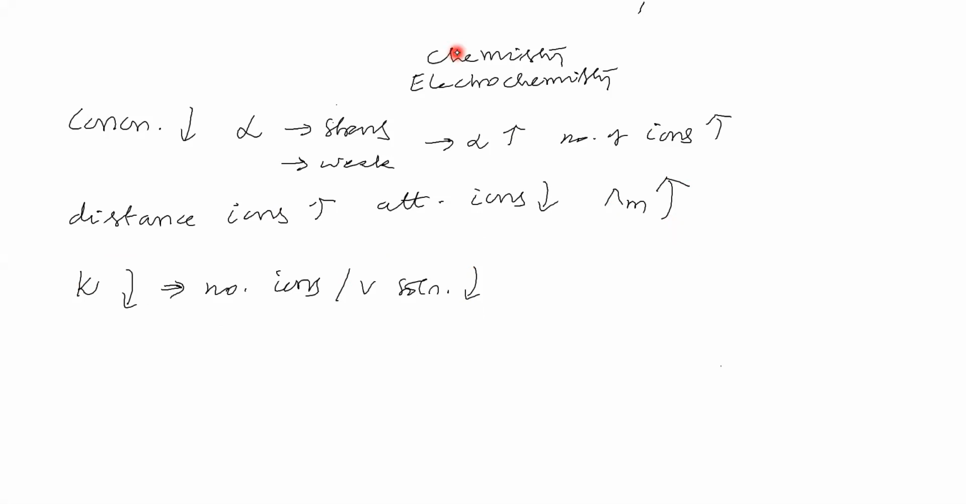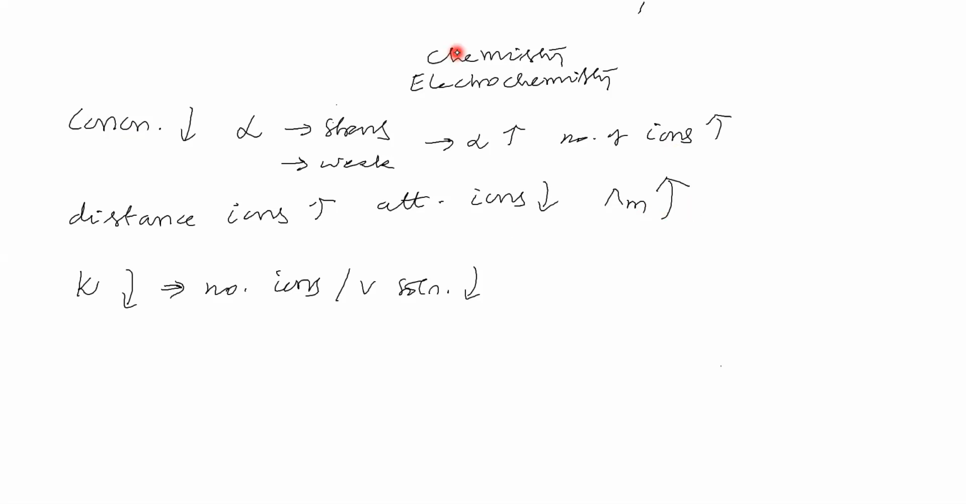Attraction decreases means ions can move freely and easily. The number of ions increases, so the current carrying ability also increases. Therefore, we can say lambda m increases. So on decreasing the concentration, lambda m increases, whether it is a weak electrolyte or a strong electrolyte. Whatever the electrolyte, lambda m increases.